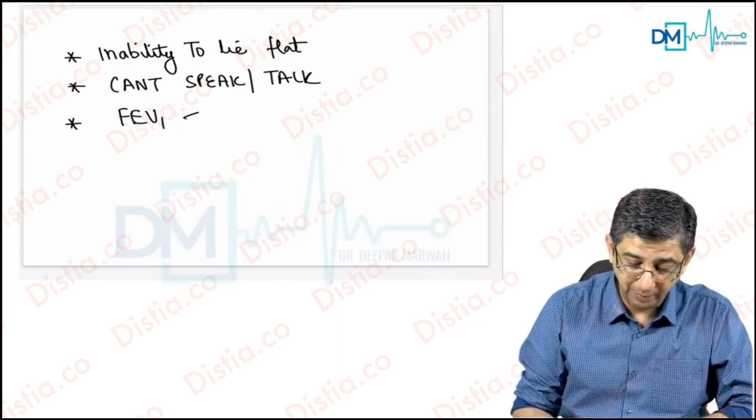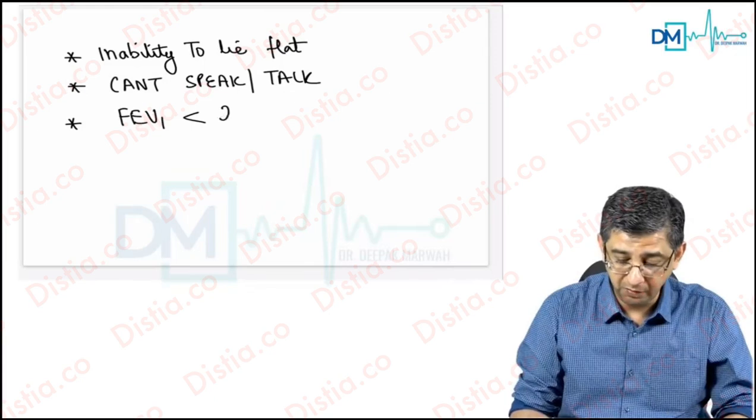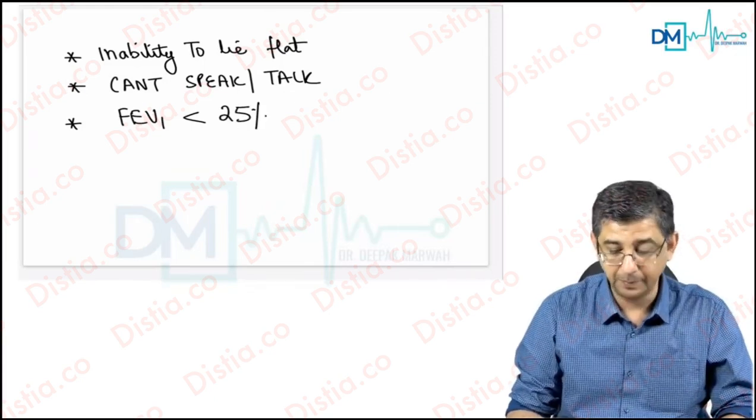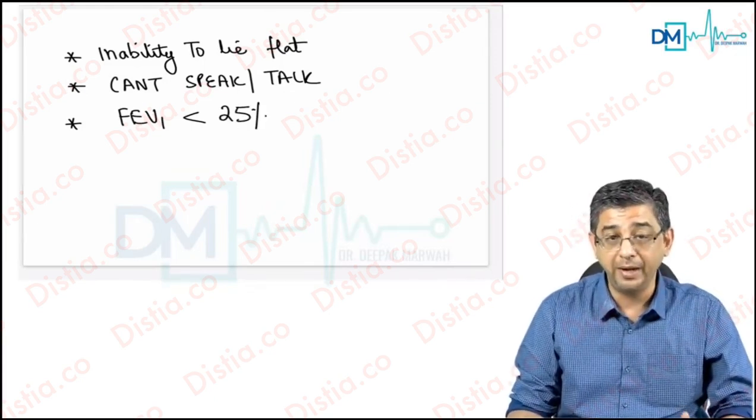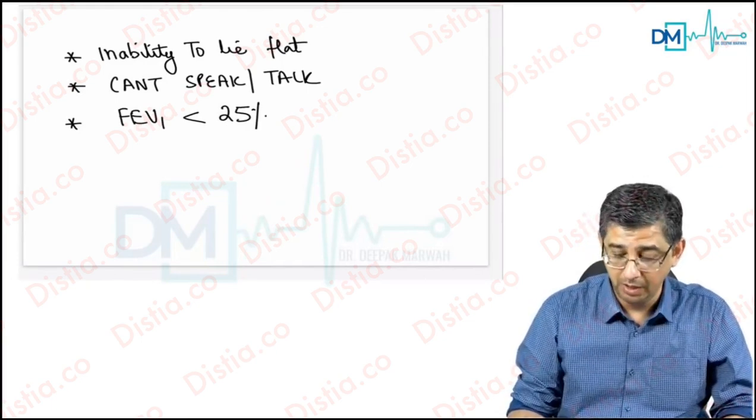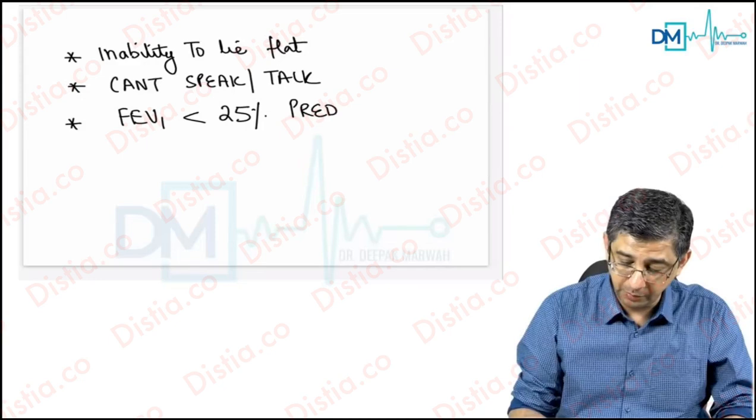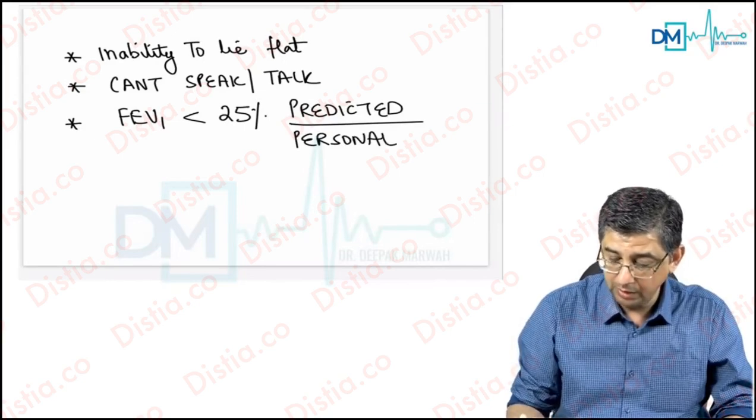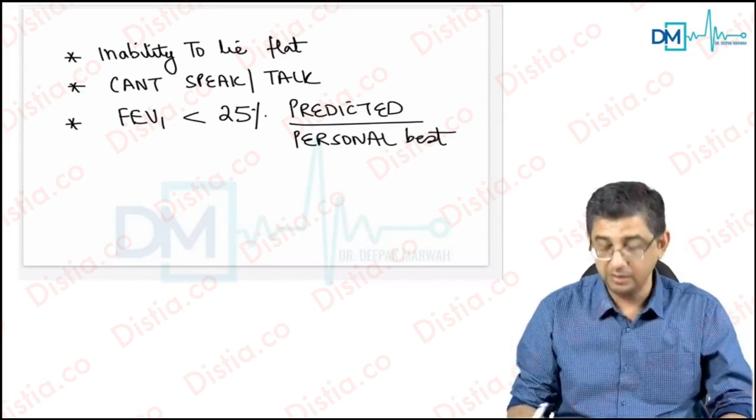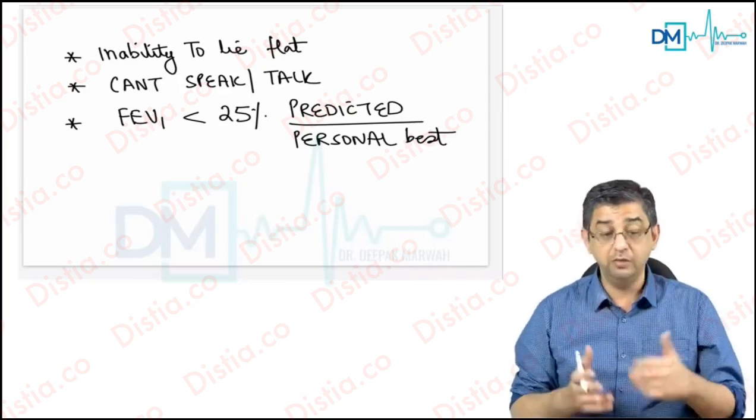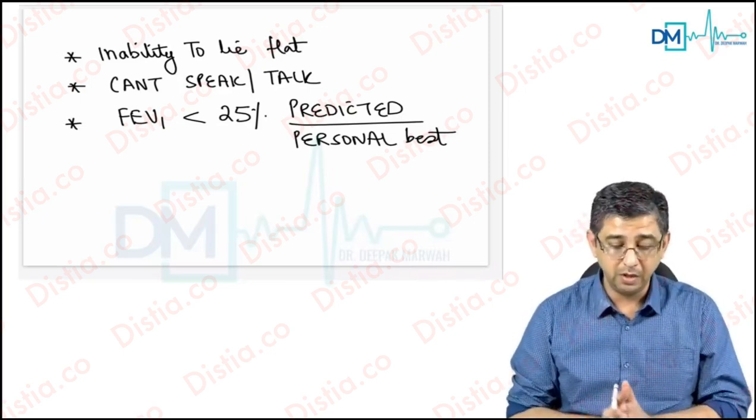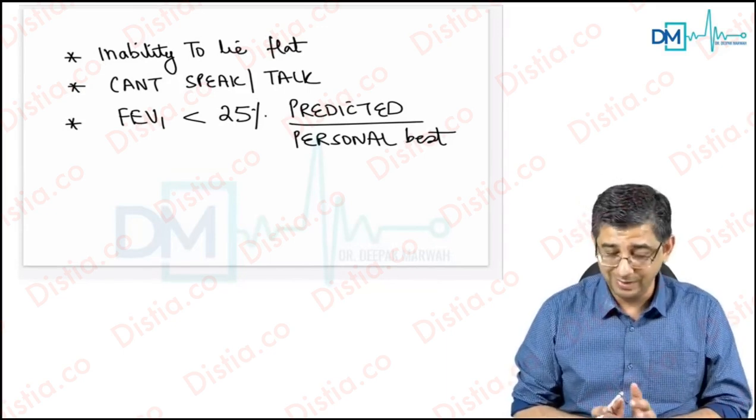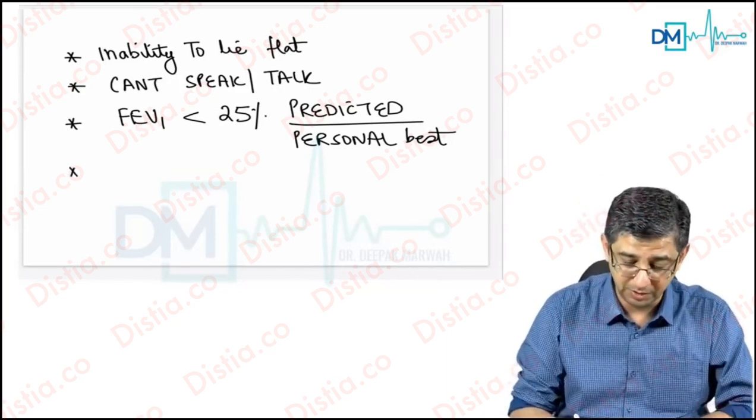FEV1 of the patient will dramatically be reduced. If FEV1 is less than 25%, that means it is impending respiratory arrest in the patient. This is less than 25% of the predicted value or the personal best. Whatever best FEV1 value that this person has demonstrated in a spirometry lab when he was well, when you compare with this, the current value is less than 25%. It is definitely an indication for hospitalization.